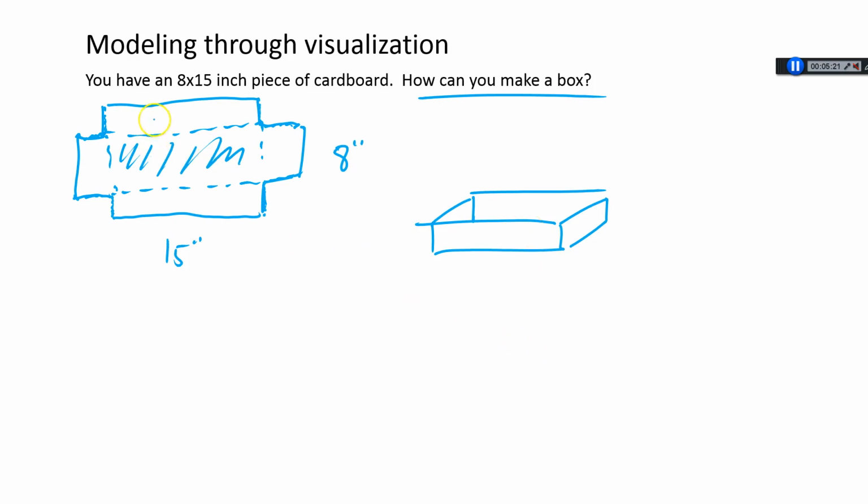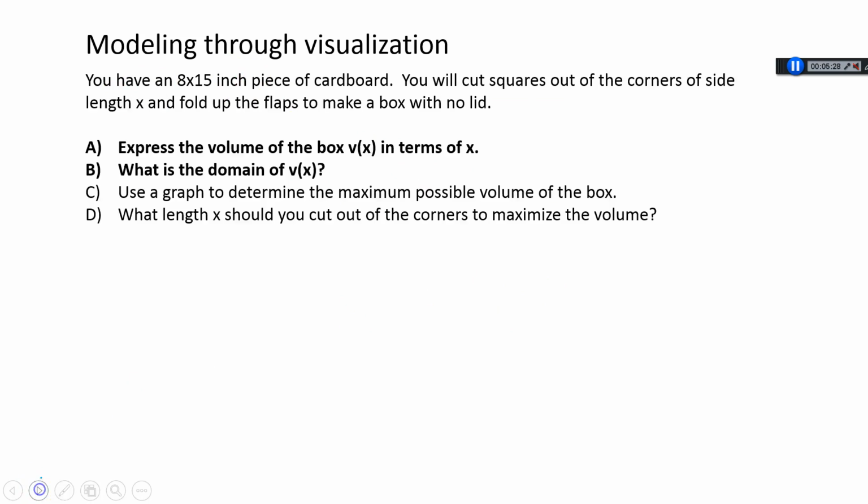So right now we're just talking about this piece of cardboard. We've cut out these square corners, and we're folding them up to make a box. So let's see if we can get some math in here. First we're going to express the volume of the box, V of x, in terms of x. So what happened was, let's see if I can draw that shape again. Oh, that was totally wrong. Let's see here. There we go. That's better.